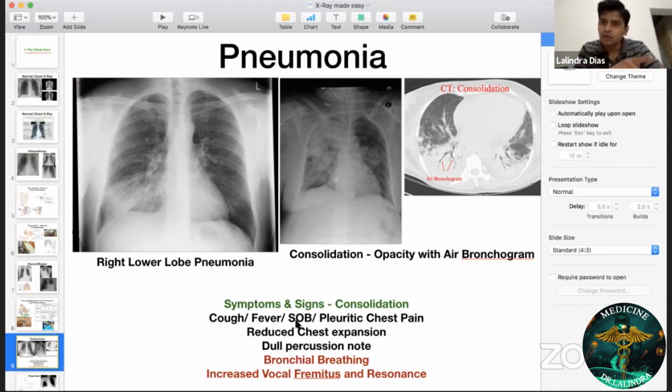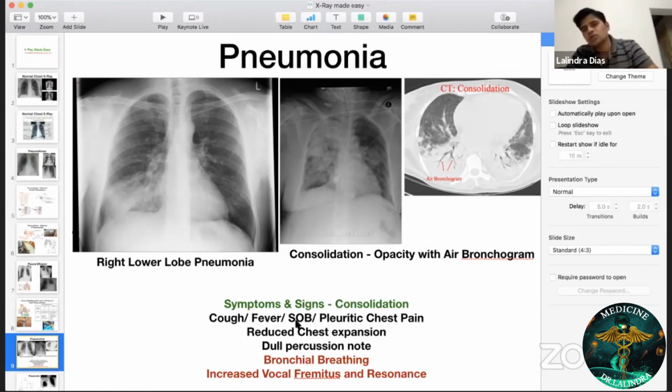See the difference between pleural effusion and pneumonia. In pneumonia, vocal fremitus and vocal resonance are increased, there is bronchial breathing, and there are crepitations, right? So those are the physical signs of a pneumonia. Usually the trachea is in the center. It's not displaced to any side when you get pure pneumonia, right?